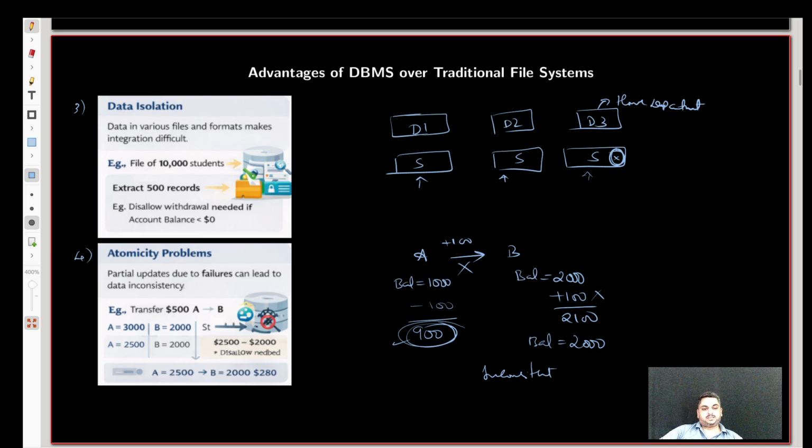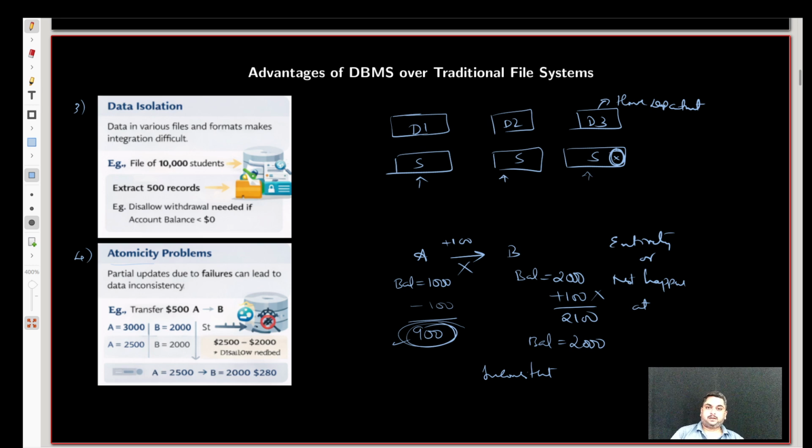In the traditional file system, this is very difficult because I have to maintain different files. There is no isolation. For that reason, we need atomicity. Atomicity means the operation should happen in entirety or should not happen at all. All steps in the transaction should be completed, else none of the steps should be completed.